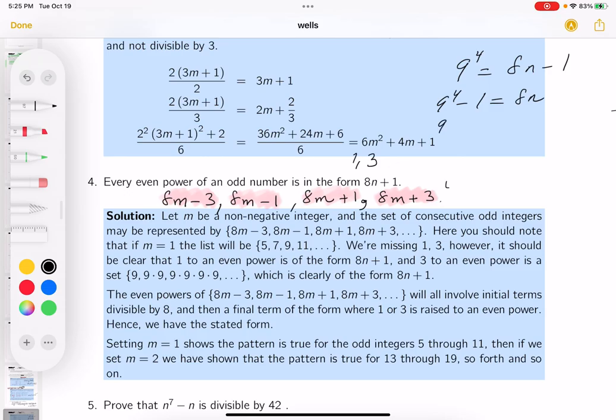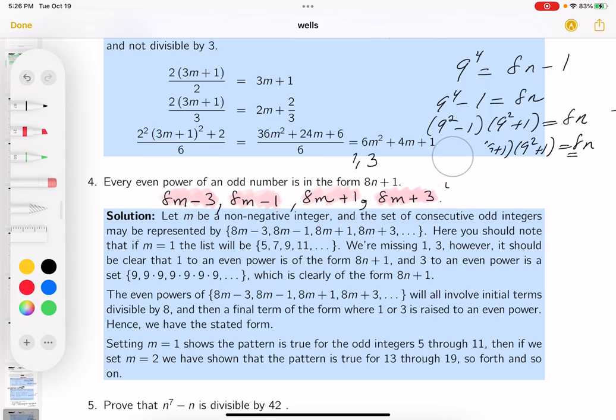9 squared minus 1, 9 squared plus 1 equals 8n. 9 squared minus 1 would be 9 minus 1, 9 plus 1, 9 squared plus 1 equals 8n. This was far easier because 8 divides both sides nicely. And I think I got a general pattern for it.